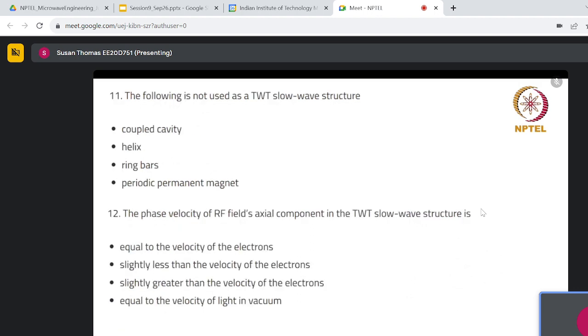Now, if you understood about the TWT slow wave structure, you see which structure cannot be used as a slow wave structure. These are the options: coupled cavity, helix, ring bar, periodic permanent magnet. Definitely helix is not the answer, because helix will definitely be the slow wave structure. What could not be a slow wave structure?